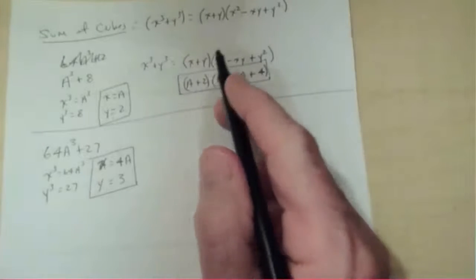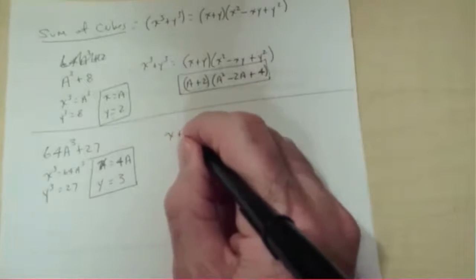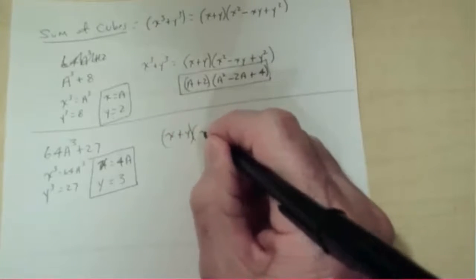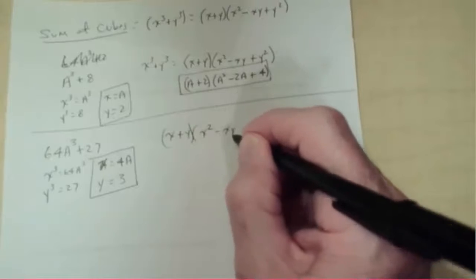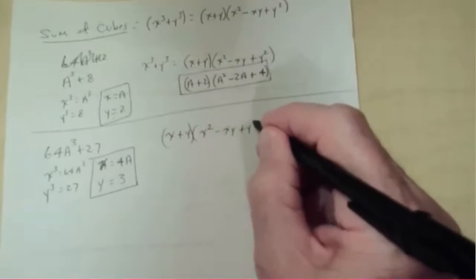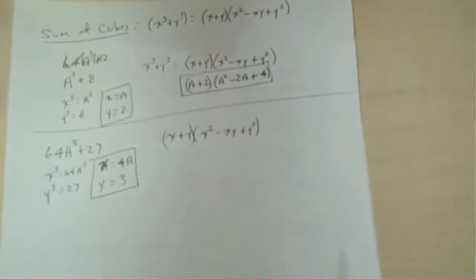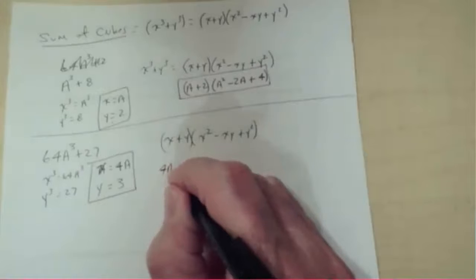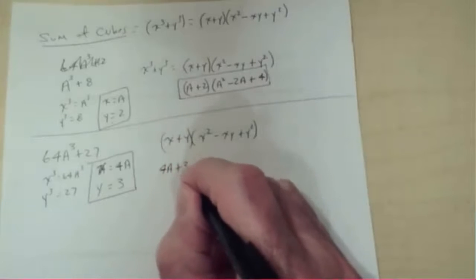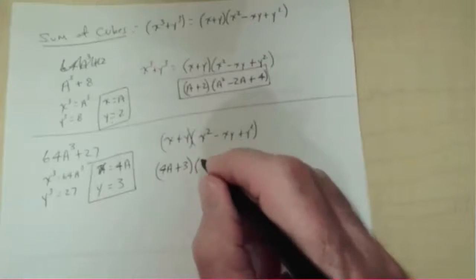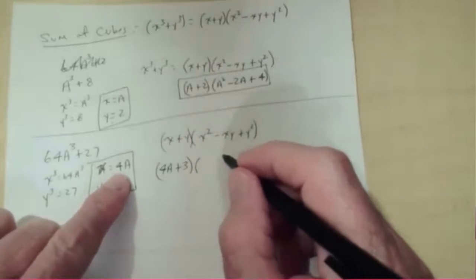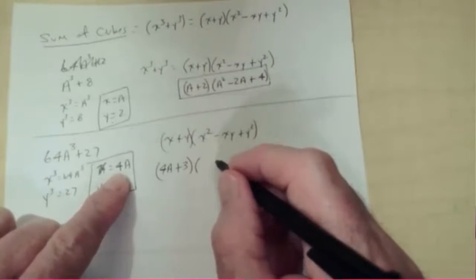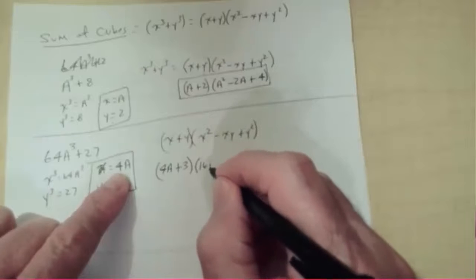We have x plus y, x squared minus xy plus y squared. These problems, they get a little bit longer, but they're really not any more difficult. What's our x? 4a plus 3, right? X squared is, that's 4a times 4a, right? X squared, so that's 16a squared. Everybody see that?